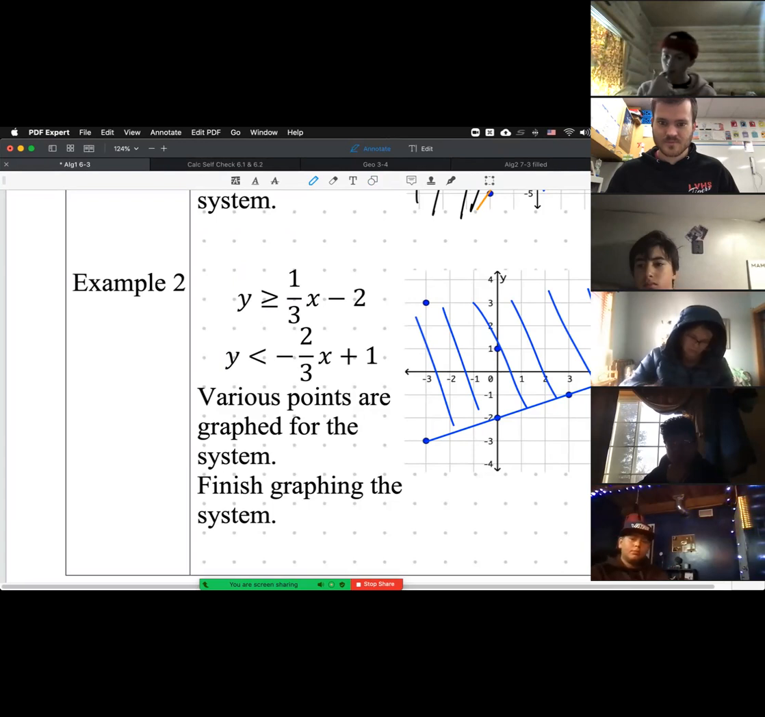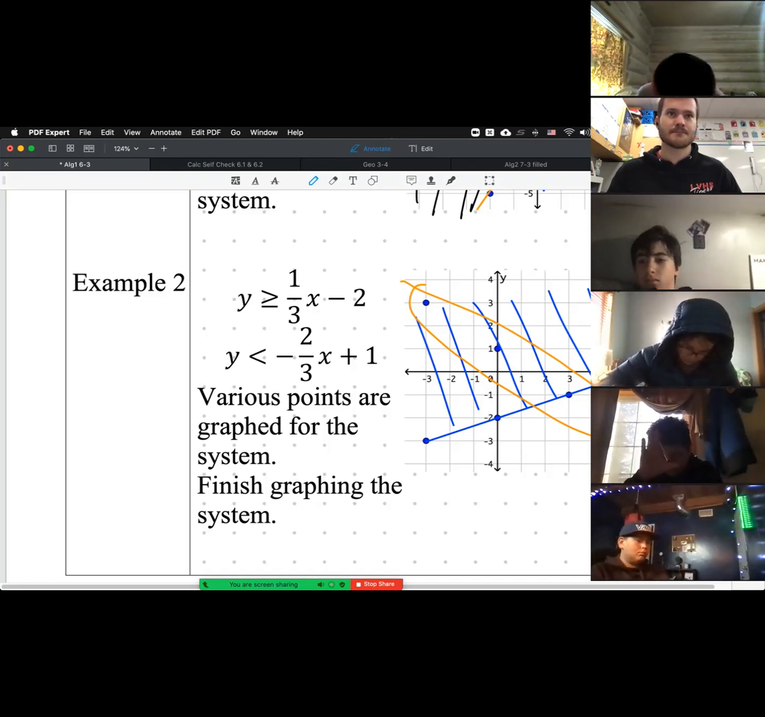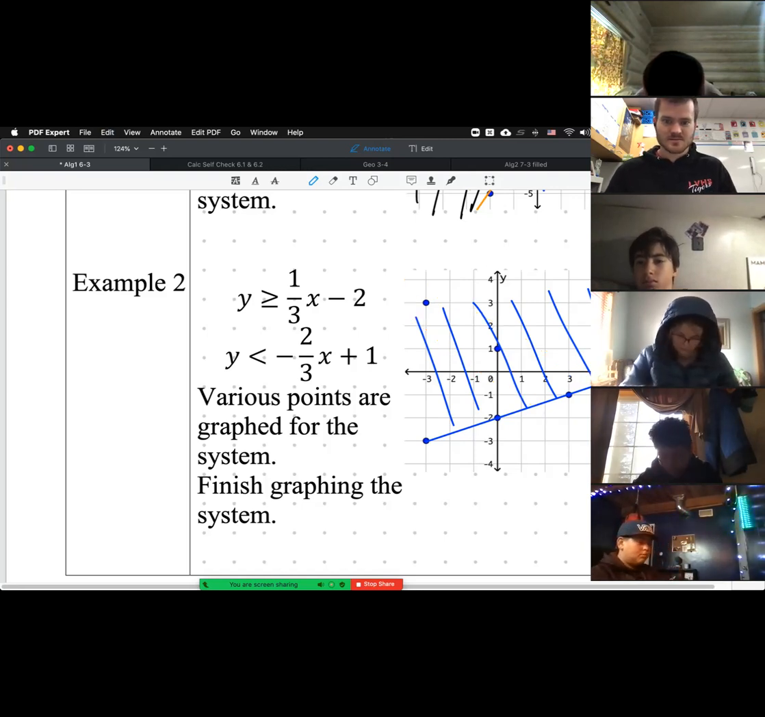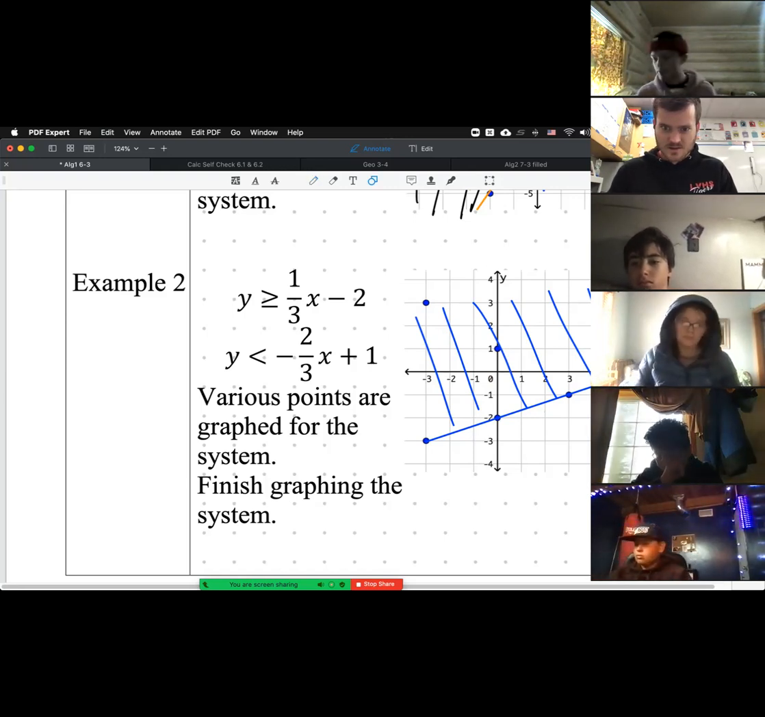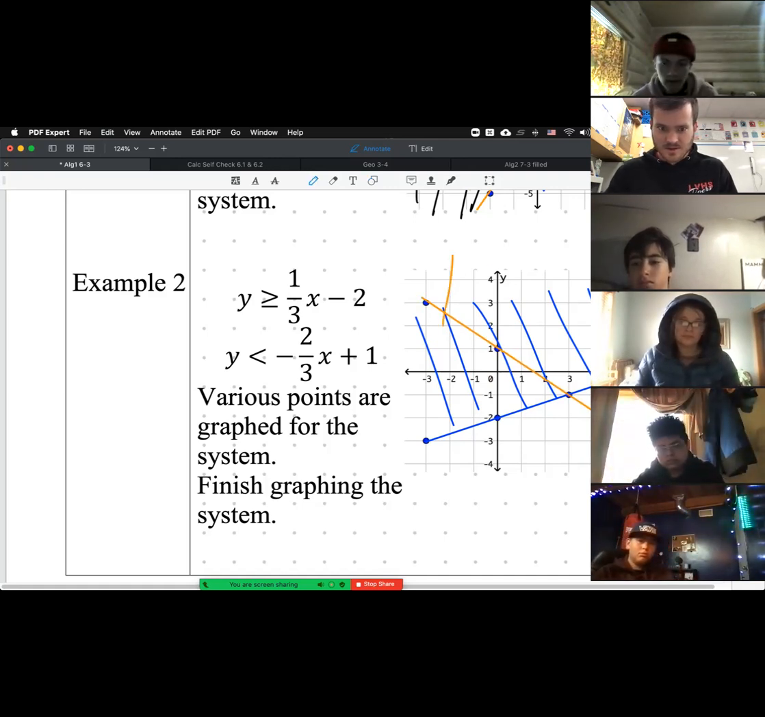Then the second line. This line right here. Is it solid or dashed? Up or down? Who's got it? Okay, I see Diego's hand raised. I see Zeke's hand raised. I want to see if there's a new person I can call on. Oh, Ashley, yes. It's a solid line shading up. Solid line shading up. So shade up like this. Okay.